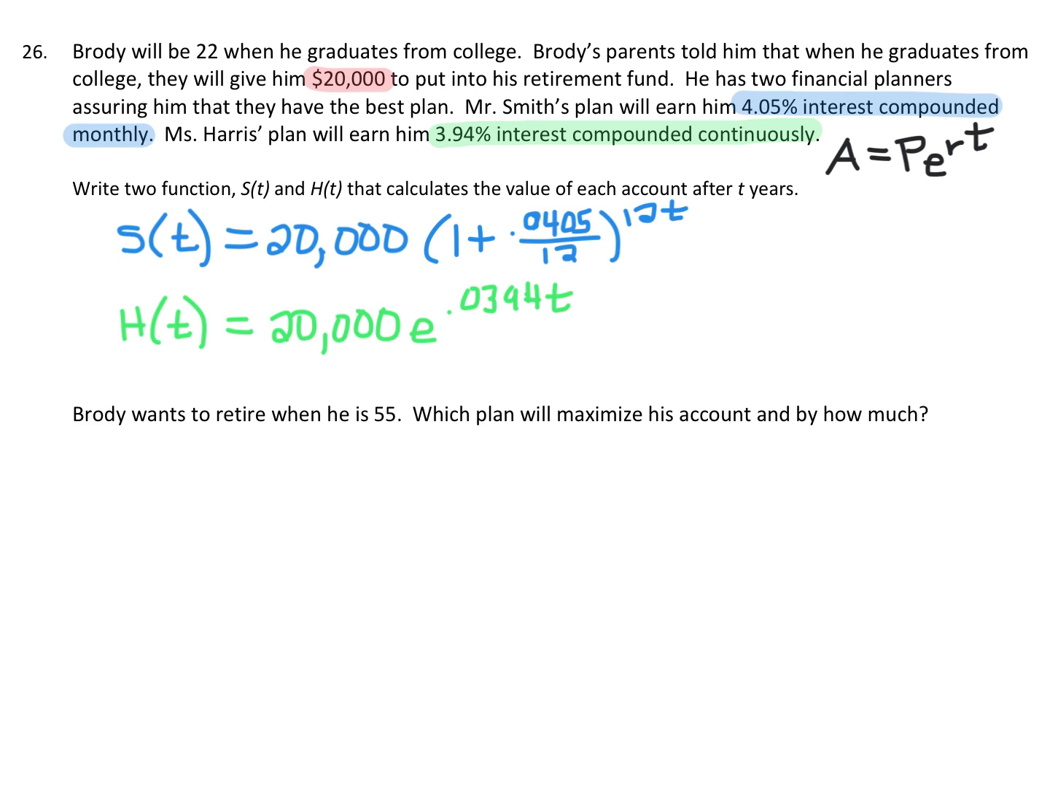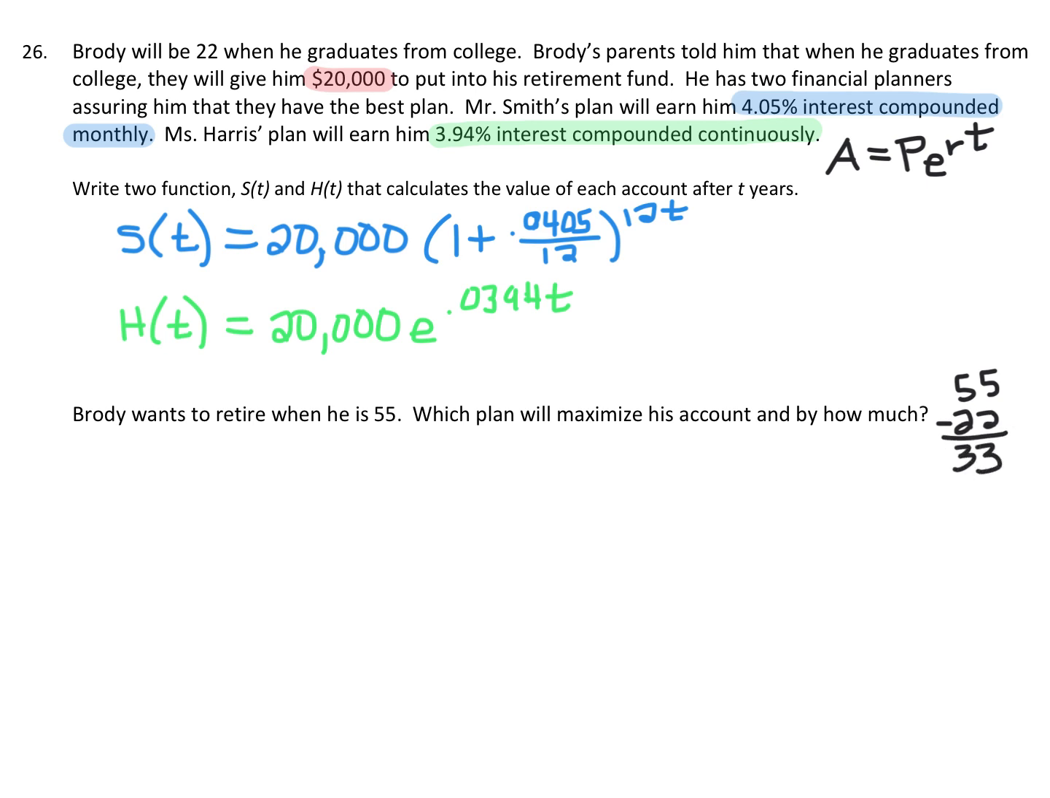So Brody wants to retire when he is 55. Which plan will maximize his account and by how much? Now let's think about this. Brody was 22 years old when his parents started the account. So if he wants to retire when he is 55, wouldn't that be 55 minus the age at which he started it? Wouldn't that be 33 years later?